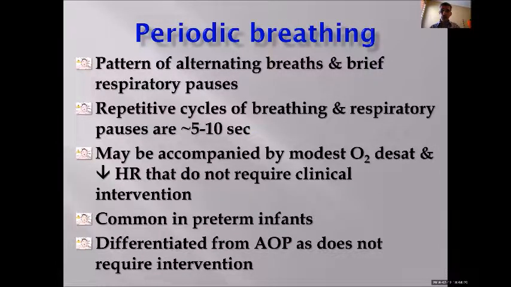Periodic breathing is a pattern of rapid breathing alternating with respiratory pauses. This cycle usually repeats itself every 5 to 10 seconds. Sometimes you have a little bit of dips in saturation, and sometimes you have a decrease in heart rate, but I wouldn't define it as bradycardia. This periodic breathing is very common in premature babies. To differentiate it: the pauses are very short and alternating, with only dips but no definite desaturation, and decreased heart rate but no definite bradycardia, and usually they don't need intervention.